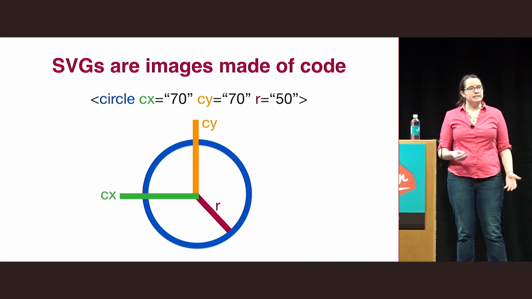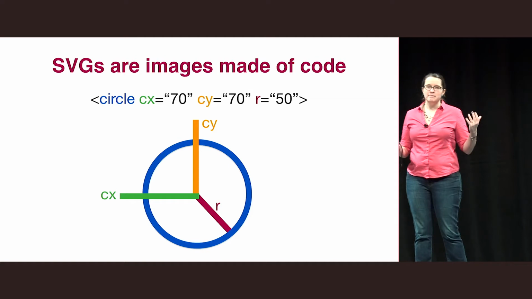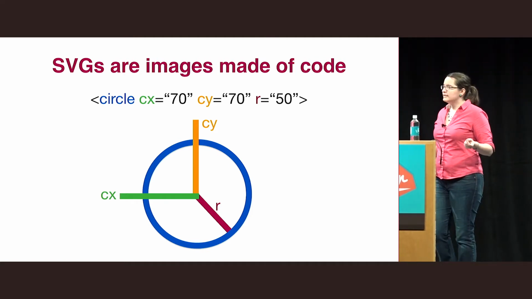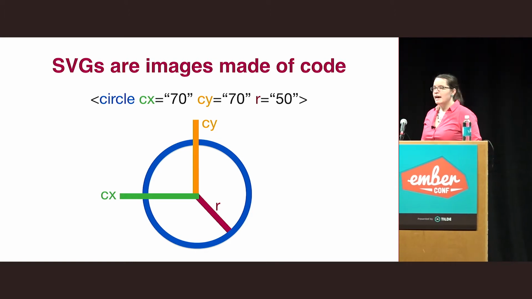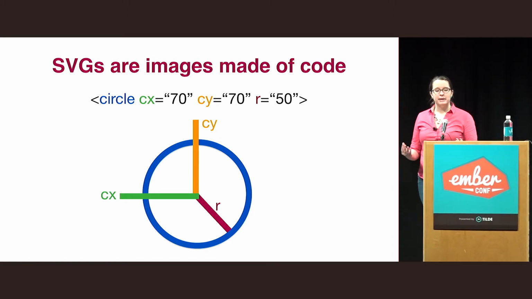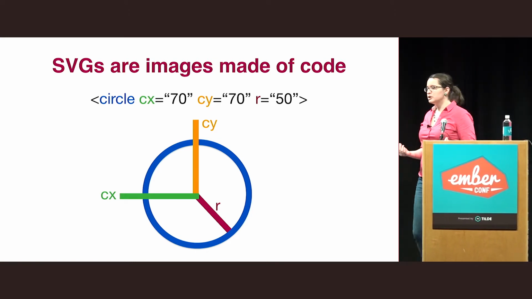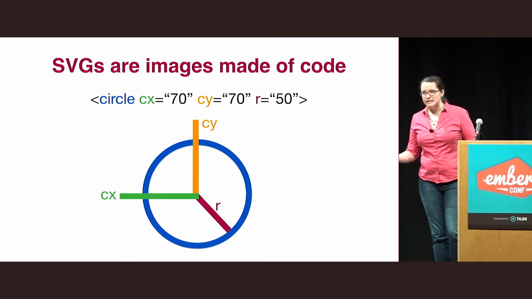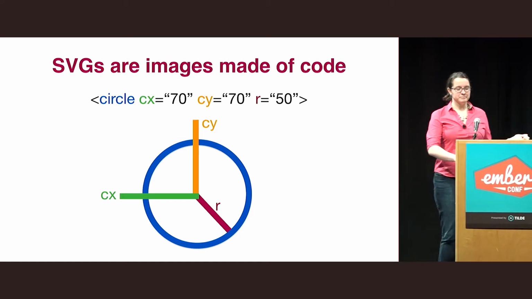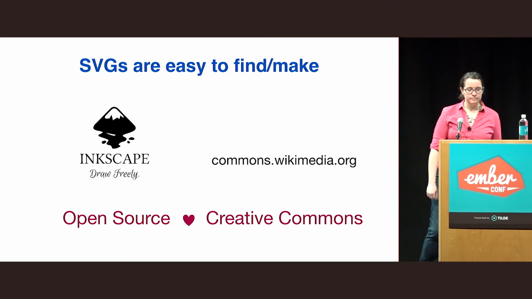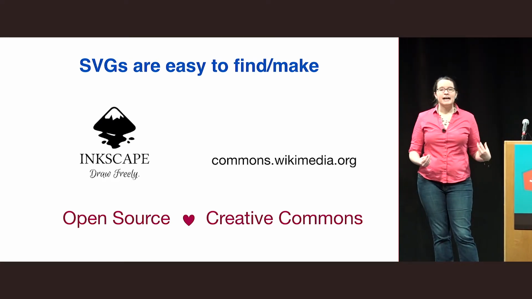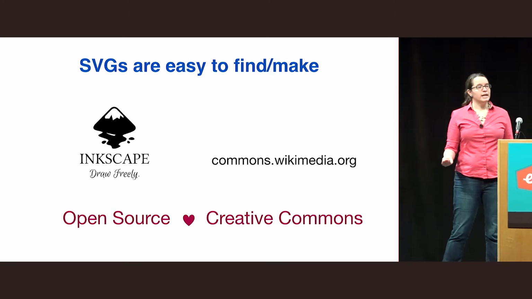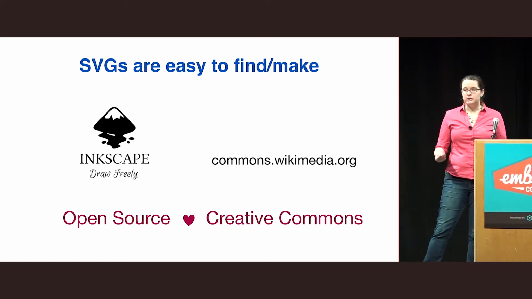I also knew that SVGs were kind of sort of images made out of code, technically XML. The size, position, and appearance of different shapes on the page were all controlled by attributes and styling that looks a lot like CSS. I also knew that SVGs were easy to find and make. A lot of image editing programs are vector-based.